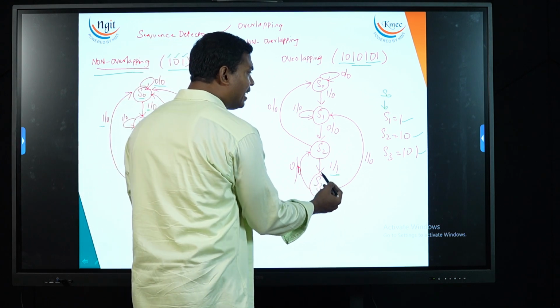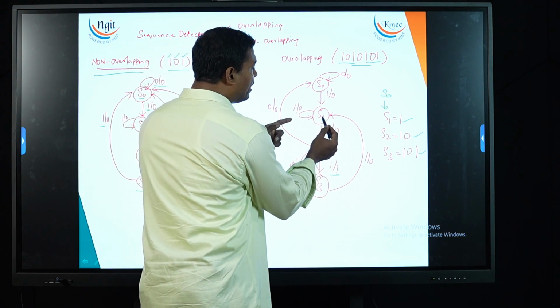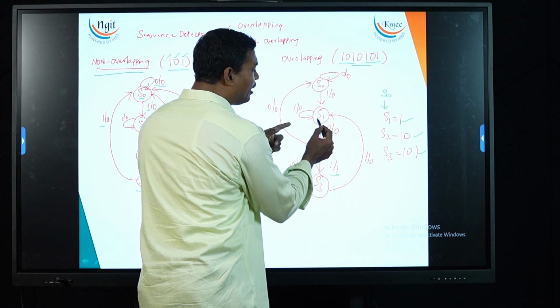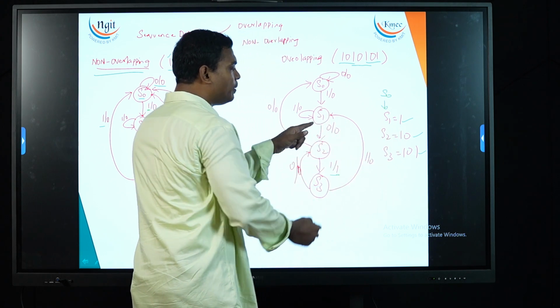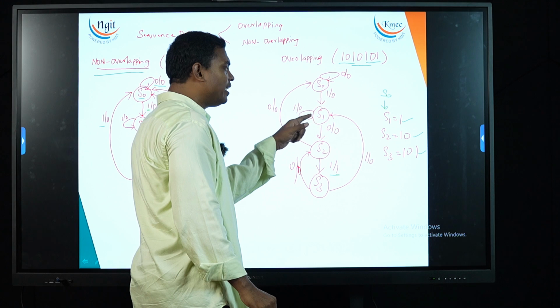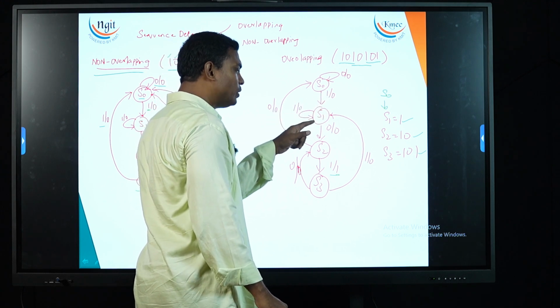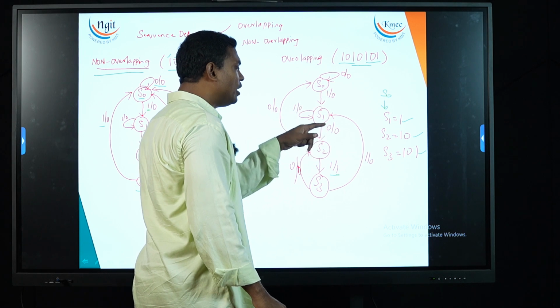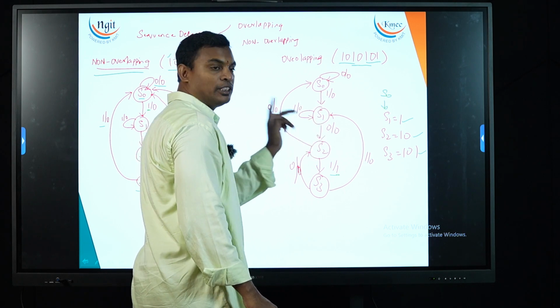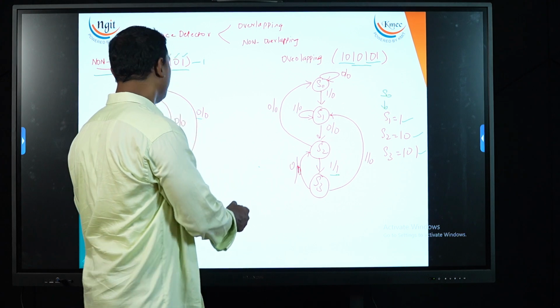Now you can clearly observe that here S1 will remain in S1 only. Why? Because the S1 state is representing the one state. That's the reason it is remaining in the one state only. After detecting 1, it will go to S1. After that, if 0 is not detected and 1 is detected, it will remain in S1 state only. So that is the difference between this and that.